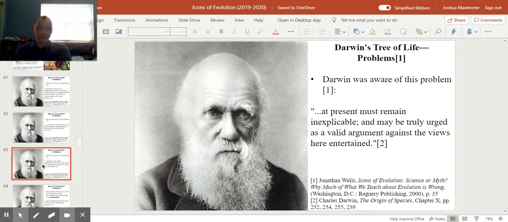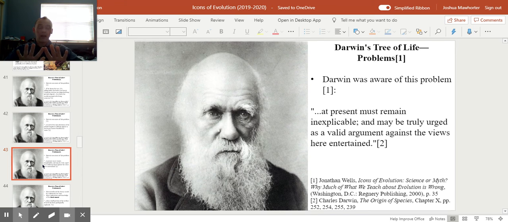He also wrote, at present, must remain inexplicable. There's no explanation for it. He hoped for an explanation in the future, and it may be truly urged as a valid argument against the views here entertained. So Darwin admitted himself this is one of the valid challenges to his theory, because his theory is that the few diverge into many through natural selection over time. But it's not what the tree of life in the fossil record actually demonstrates.